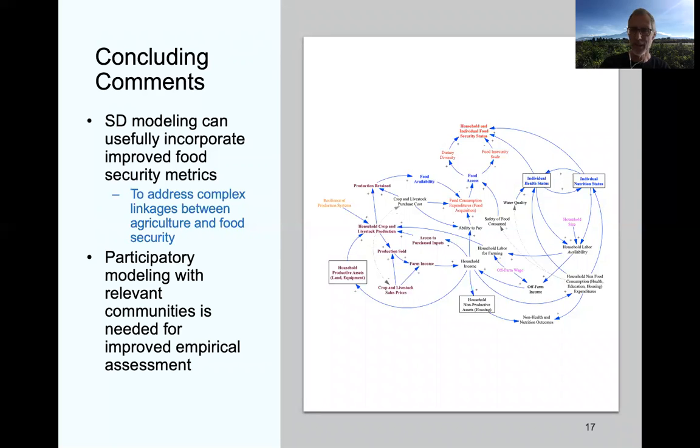And second, as a follow-on to what we have done, it would be important to have greater participatory modeling with the relevant communities, and these can be both the academic communities as well as the communities affected by food security issues, to improve the empirical assessment and to help formulate appropriate policy responses.